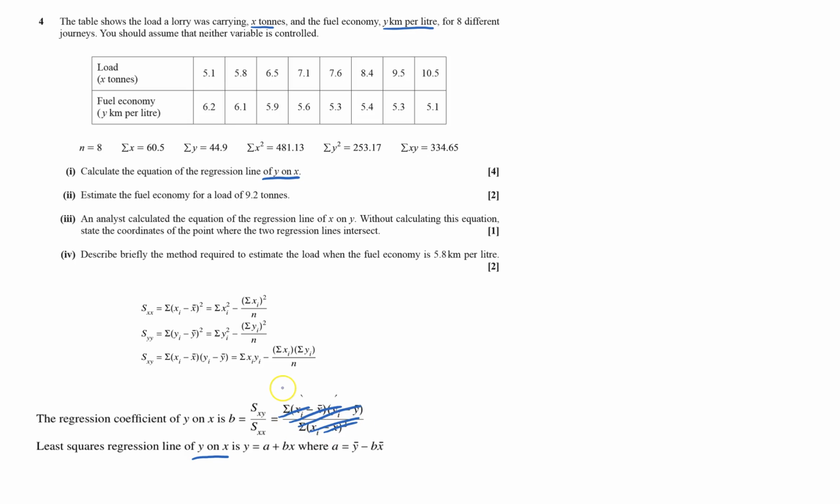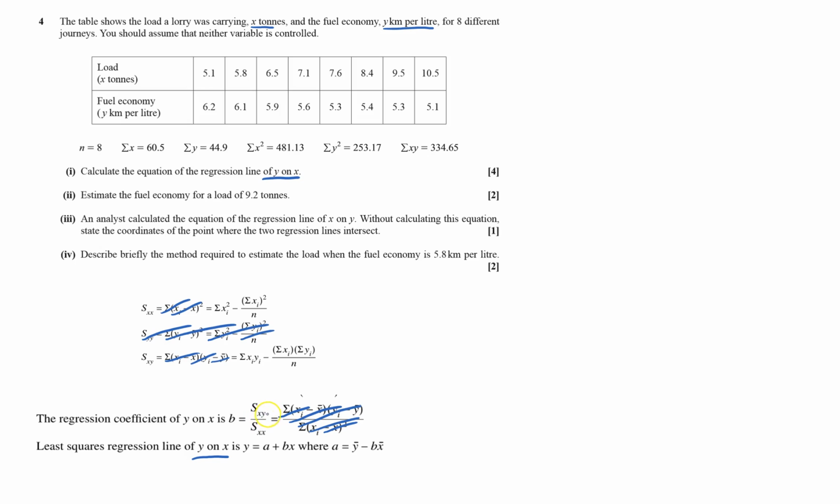So I've taken from the top of that page SXX, SYY, and SXY. Because I'm doing the regression line of Y on X, I don't need SYY, so that bit I can just get rid of. And the way this data is summarised is in terms of things like sigma of X squared, so that's not the middle version or this version here. So then I just have to substitute things in.